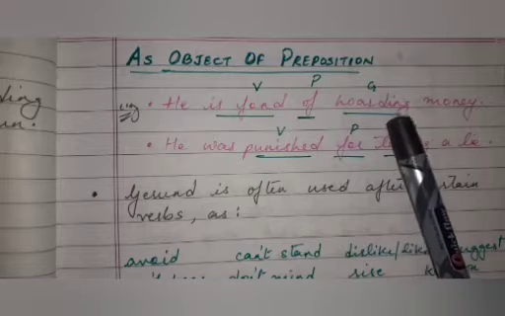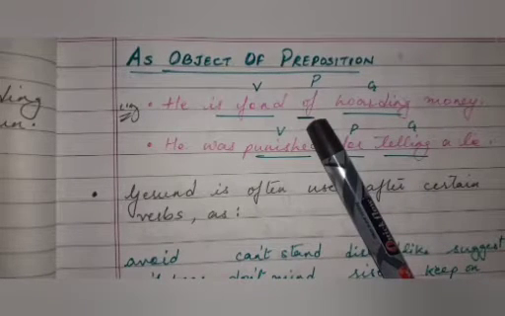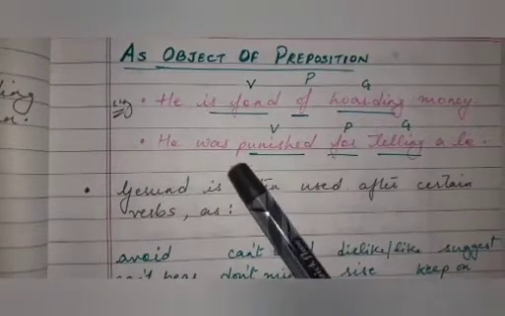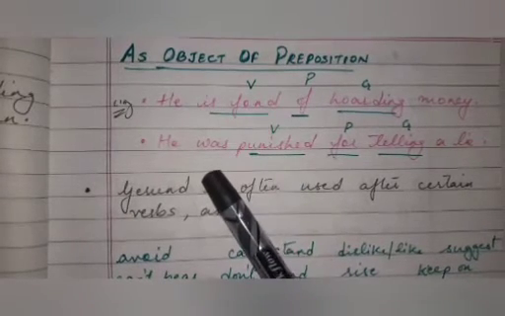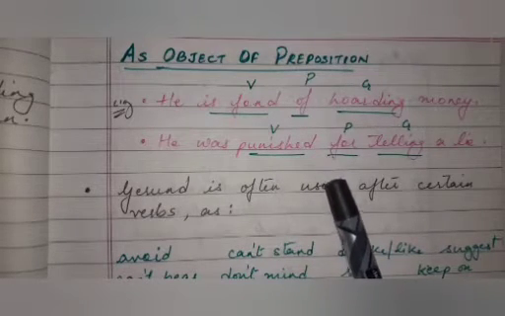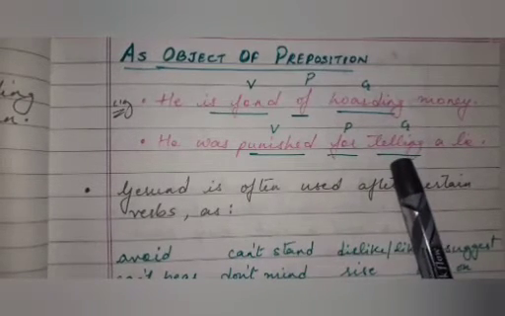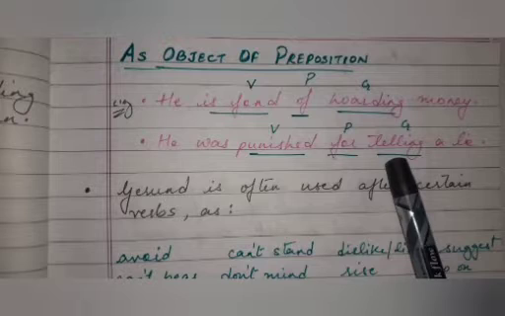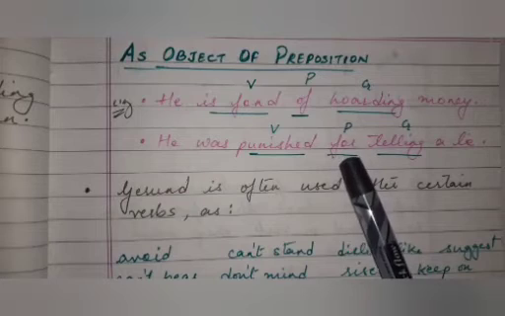Yes, your object is in the form of a gerund, but this object is for the preposition which is placed in front of it. See the other one. He was punished for telling a lie. He is your subject. Was punished is your verb. One is your auxiliary verb and the other one is your main verb. For is the preposition, so what was he punished for? Telling a lie. So telling is your object, but this object is in the form of a gerund. Yes, but this object is for whom? The preposition which is placed in front of it.